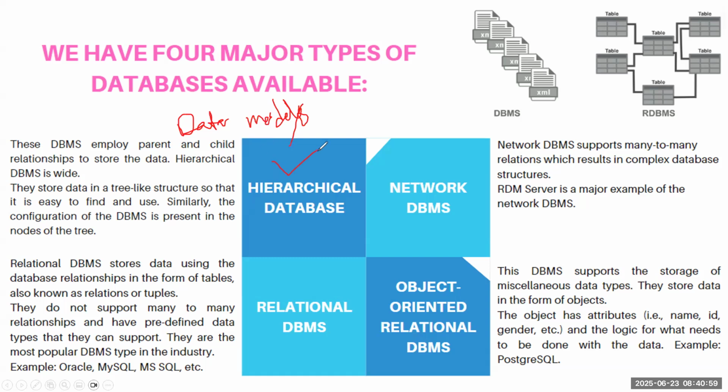Data models: hierarchical data model, network data model, relational database model, object-oriented database model, and ER model. One more is the semi-structured data model. So in total we have 6 data models for storing your data. Hierarchical data model, network data model, relational database model, object-oriented database model, ER model, which is the most familiar and widely used, and the semi-structured data model. Almost 6 different varieties of data models are available.